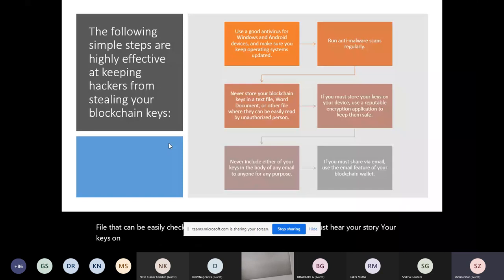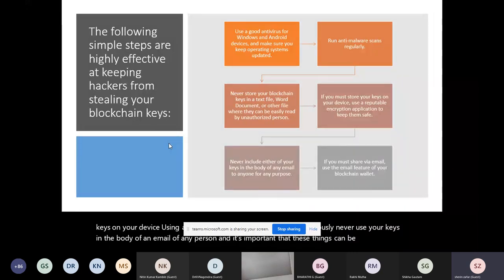Obviously, never use your keys in the body of an email of any person. And it's important that these things can be specified, because blockchain is actually providing a lot of security specifications. So a little bit of mishandling by a human can cause a whole technology to be disrupted.